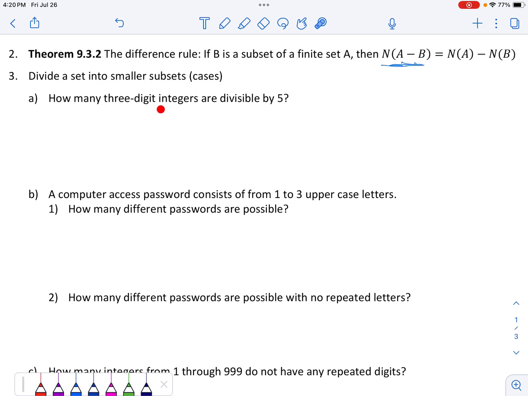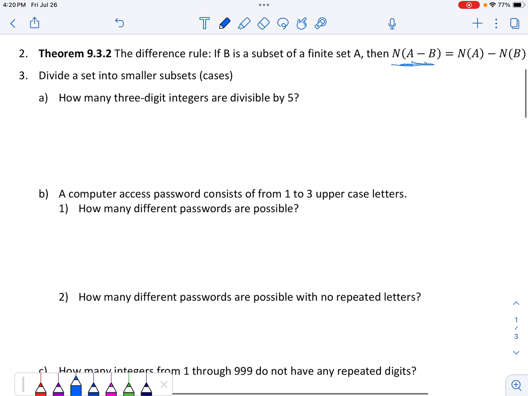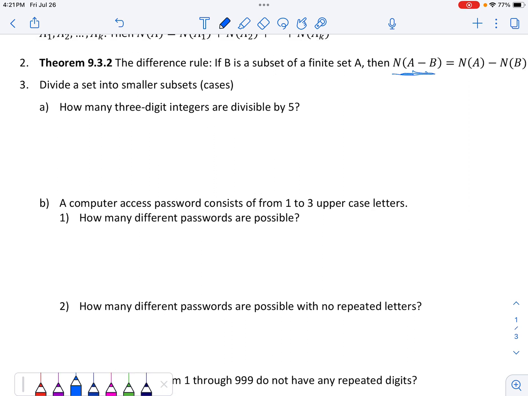How many 3-digit integers are divisible by 5? Well, earlier in the previous section, we actually learned how to count this problem using a different method. So today we are going to look at it from a different perspective. Just to refresh your memory, this is how we did it earlier.